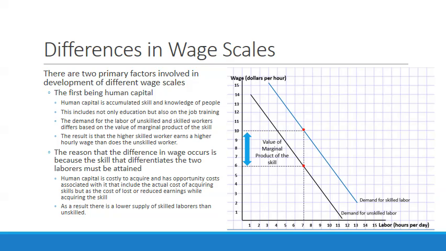So as a result, there's a lower supply of skilled laborers than unskilled, and that's the key point here. Remember, demand has everything to do with value. Value has everything to do with scarcity and utility. How scarce is something? How useful are they? Well, when we get into the labor market, that's where this really comes true. Higher skilled workers, there's less of them, which makes them more valuable. As a result, they get paid more.